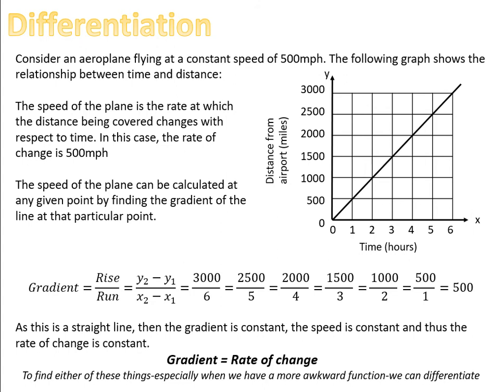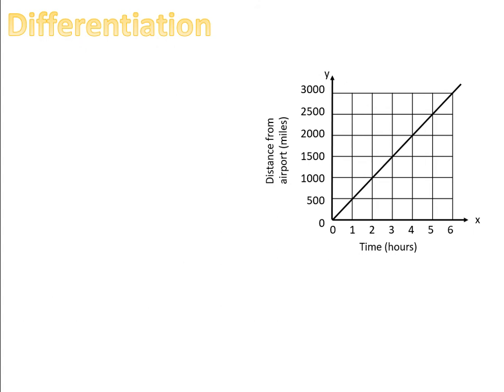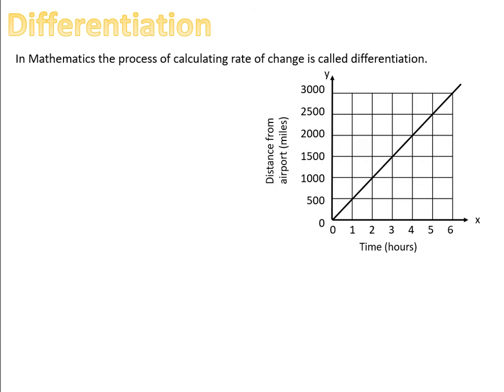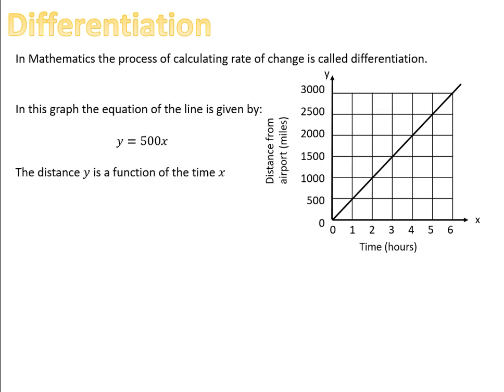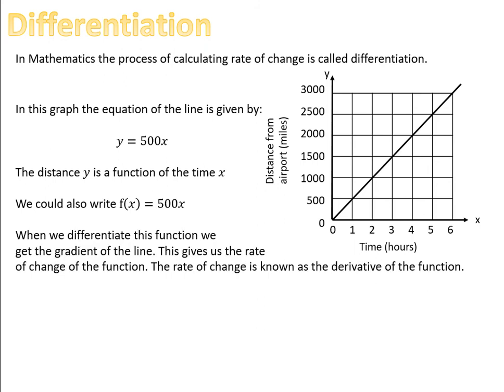But this is just getting us into what differentiation actually is. In mathematics, the process of calculating rate of change is called differentiation. In this graph, the equation of the line is given by y equals 500x. The distance y is a function of the time x. We could also write f of x equals 500x. These are all just much the same thing. When we differentiate this function, we get the gradient of the line.